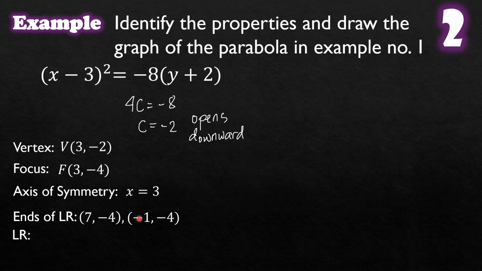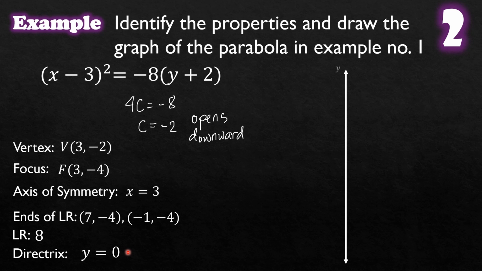The length of latus rectum is the absolute value of 4c, so that will be 8 units. The directrix for this parabola is the line y is equal to 0. That is k minus c. So negative 2 minus negative 2, that will be equal to 0.